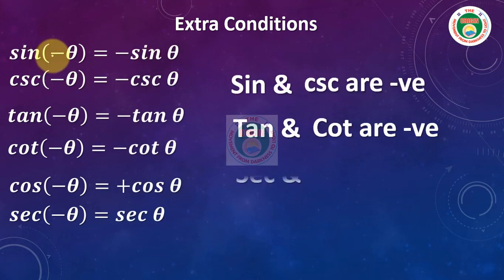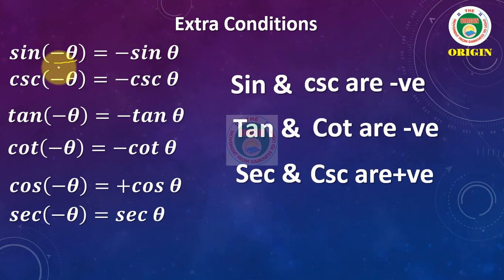Sine of minus theta: we had sine of 90 minus theta in earlier cases, but here 90 is not there; this is when the angle is negative. When the angle is negative, the result is negative in the sine case. Observe: sine of minus theta equals minus sine theta. Cosecant of minus theta equals minus cosecant theta. In both cases, minus is there. Tan of minus theta equals minus tan theta. Cot of minus theta equals minus cot theta.